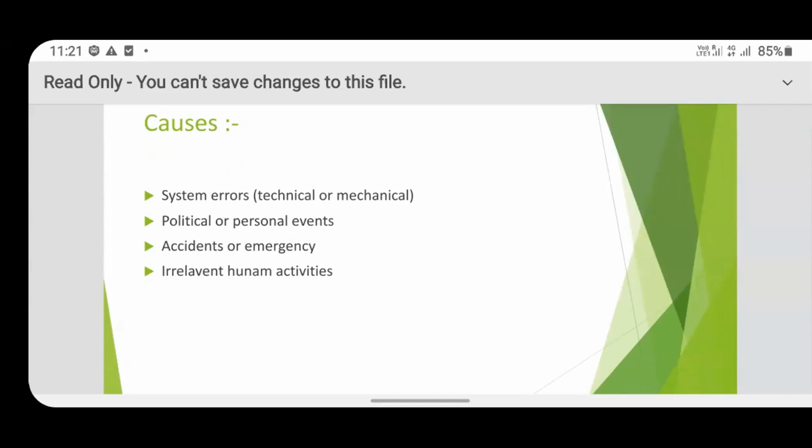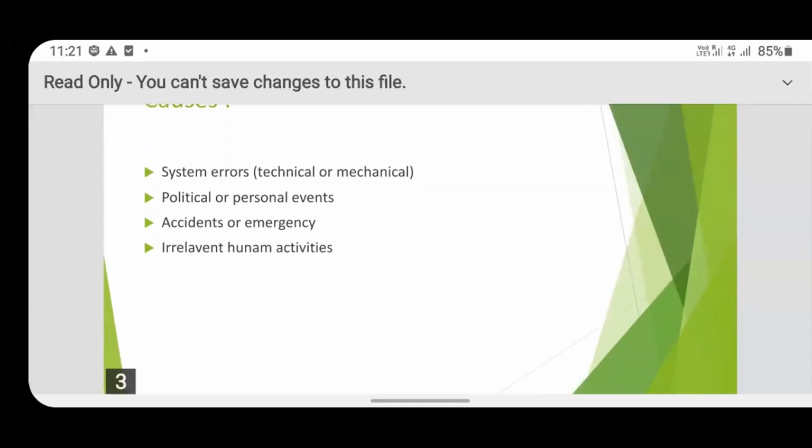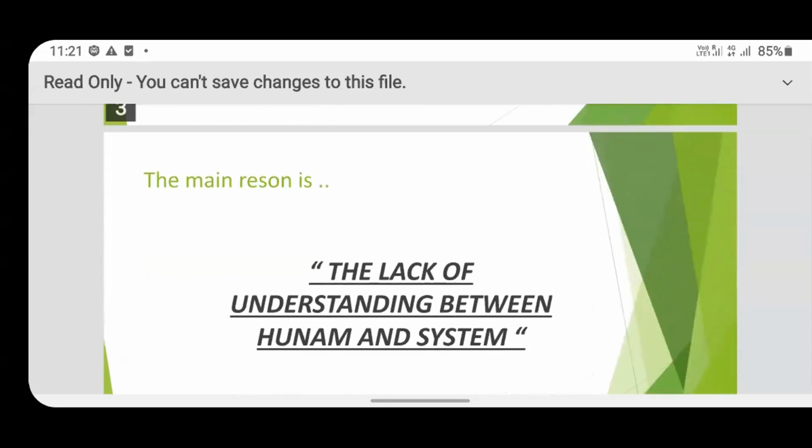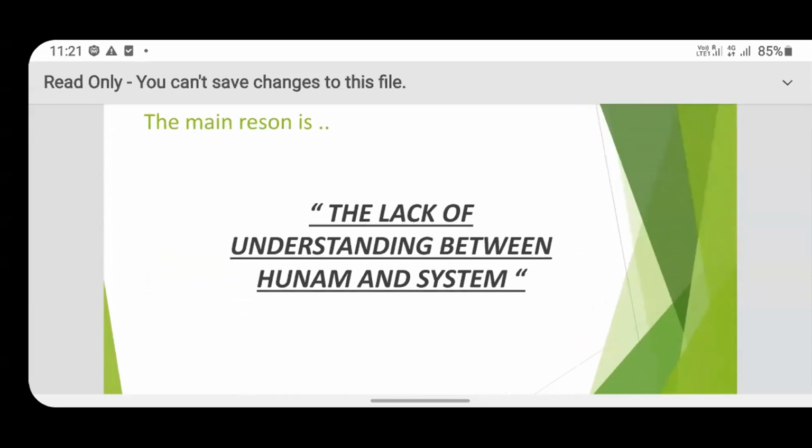Another slide is the main reason. Of all the topics, we can conclude that the main reason is lack of understanding between human and the system. Somewhere the system or the government is not able to inform. Is this human? Human, it's by mistake, sir.